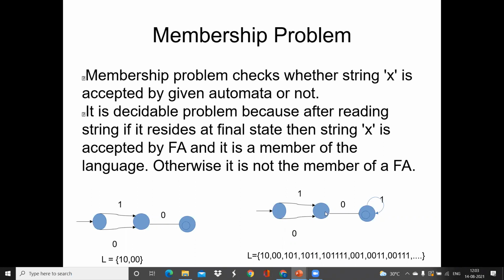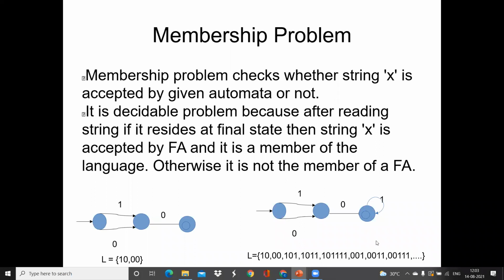So if you have these two finite automata over input alphabet 0, 1, try to give multiple inputs. You will understand, and you can identify whether the string is accepted by the finite automata or not. So if here it is 1, 0, it is accepted. 0, 0, it is accepted. So this is the only language this first automata is accepting, right?